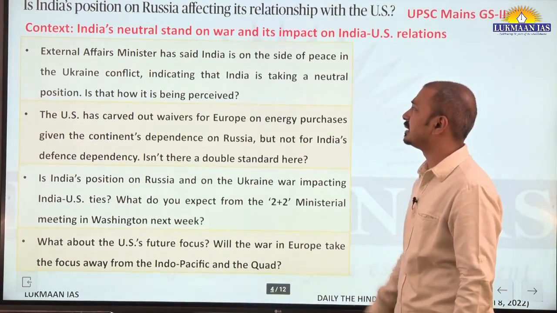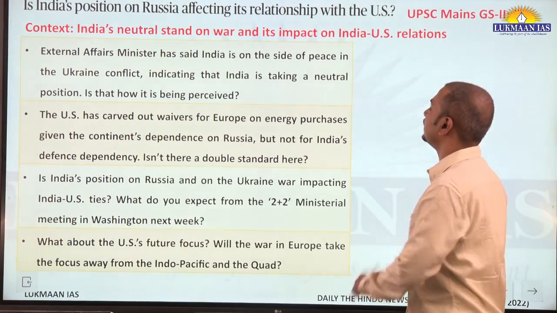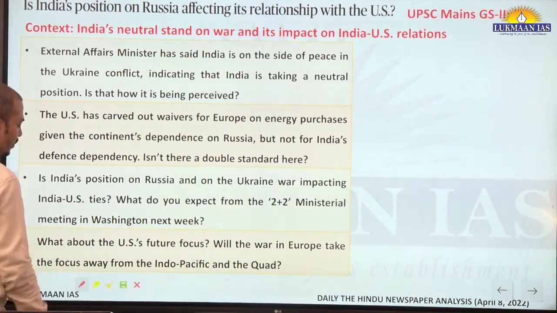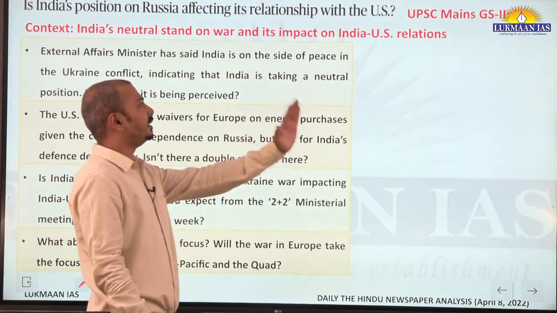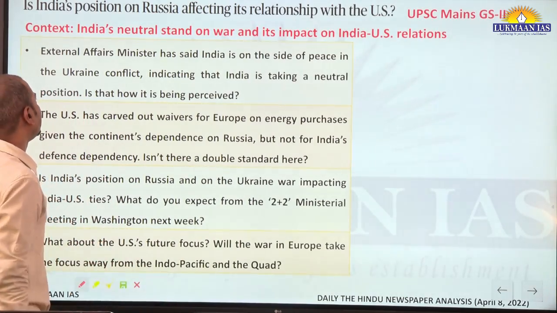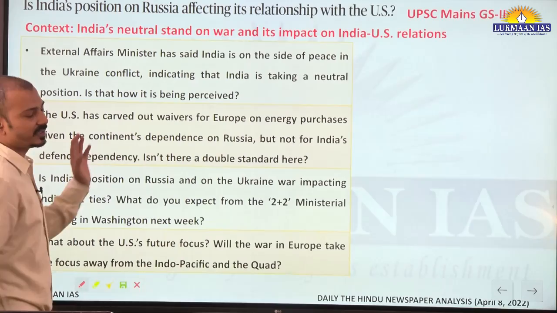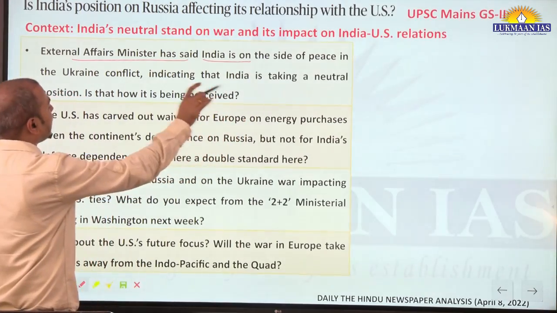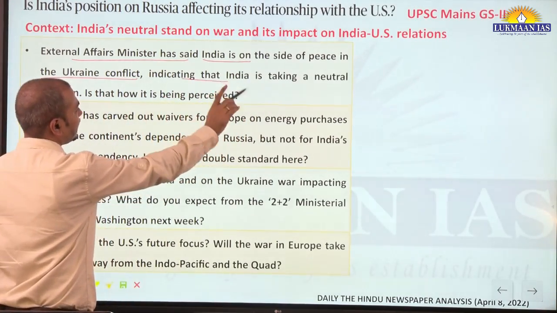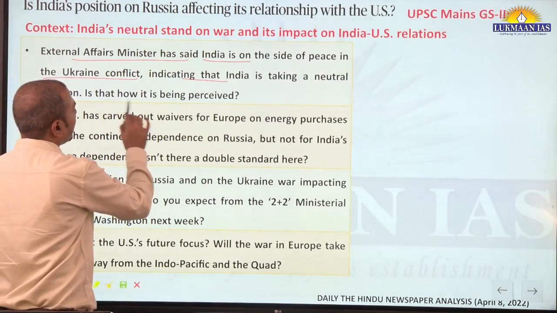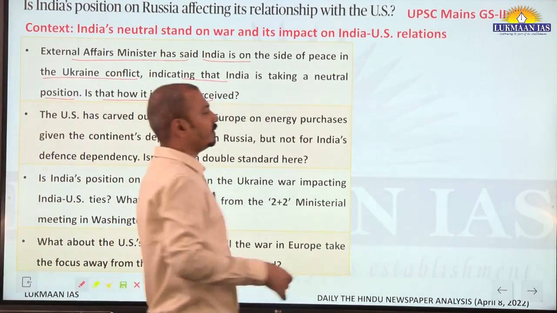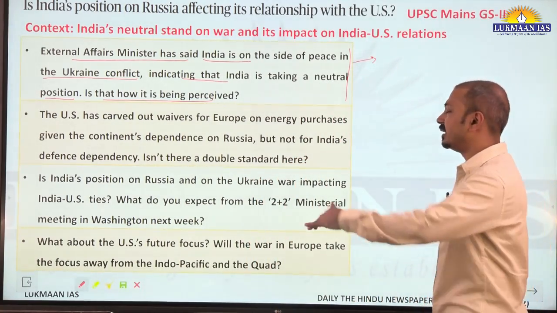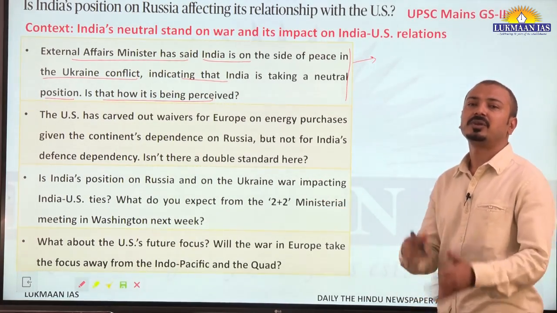See, having the same context, is India's position on Russia affecting its relationship with the US? Although the 2+2 meeting is going to happen in the US next week, thereafter we will understand the actual impact of this stand. But yes, there is an interview with two experts in this field, and these questions are being asked. The External Affairs Minister has said India is on the side of peace in the Ukraine conflict, indicating that India is taking a neutral position. Is that how it is being perceived? One of the experts here is the US representative, and the other expert is our former permanent representative at the United Nations.